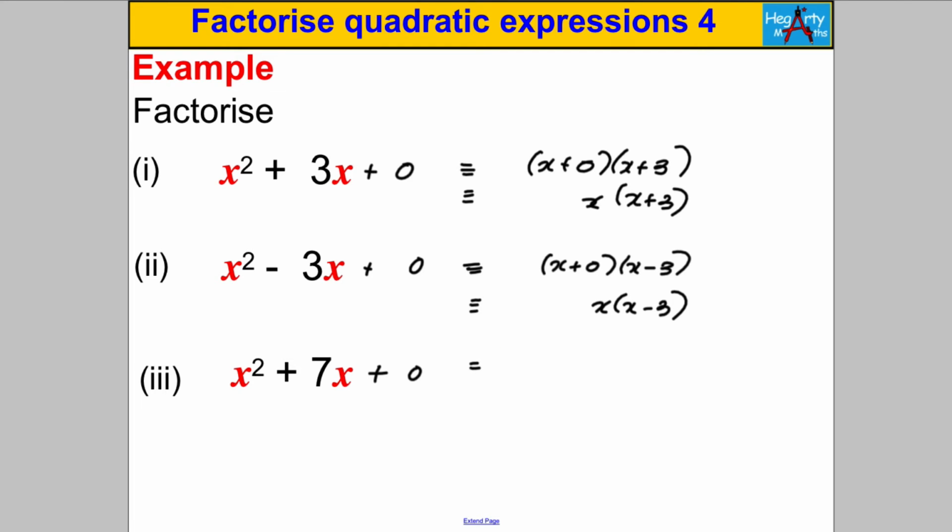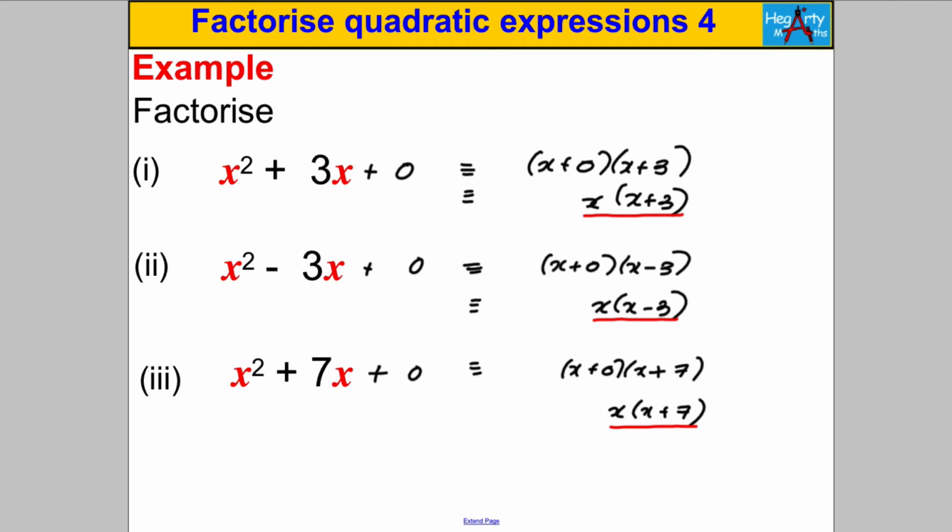And the last case, two numbers that multiply to 0 and add to 7, it's going to be x add 0, x add 7, which we'd simplify to x add 7. Now, to be honest with you, I think it's a bit long-winded doing it this way. I'm only showing it to you to give you comfort that the methods I'm showing you work in all cases.